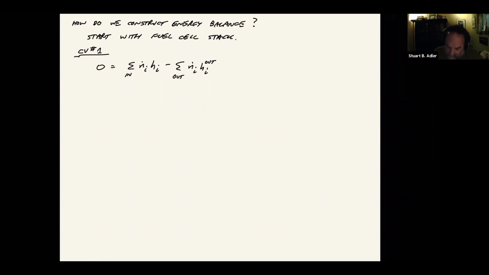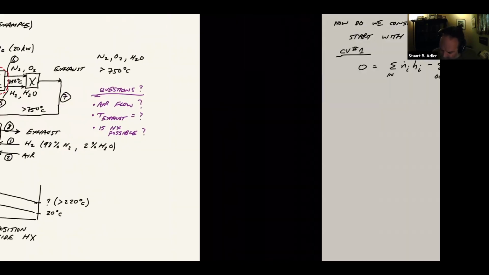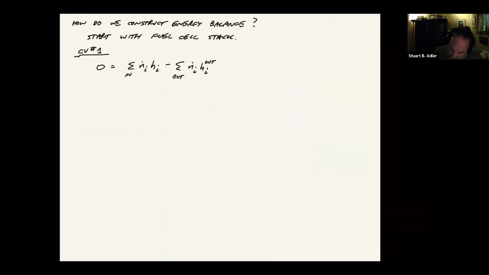The other thing, we have electrical work, which is leaving. The way we've defined electrical work is positive outward, so I'm just going to subtract W E dot. So one of the first things we have to do is, what is the electrical work? That's the part we've already been talking about. We know that's our 20 kilowatts.